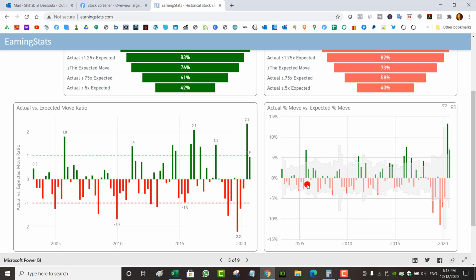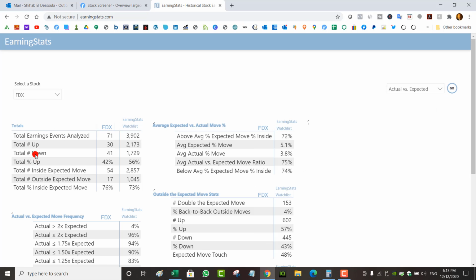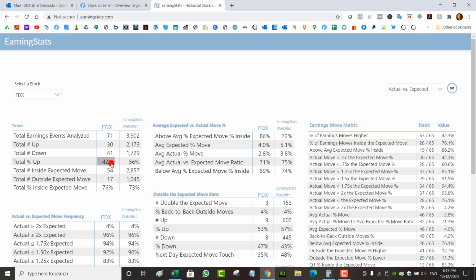It goes down after earnings more times than it goes up. You could see there's more red than green. And if we look at the stock stats, for sure it's going to be, yeah, total up is 42%. So that means it goes down more times after earnings. And it has gone down outside of expected move 8 times out of 71. So a little bit less than 12%. So that's not a bad stat.